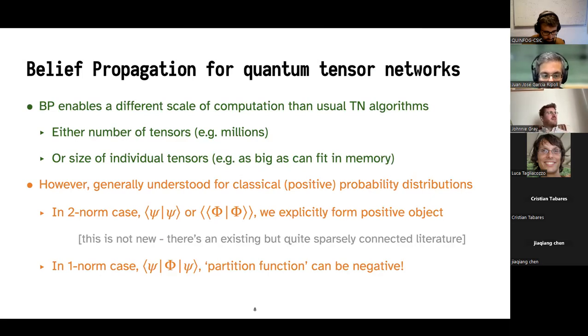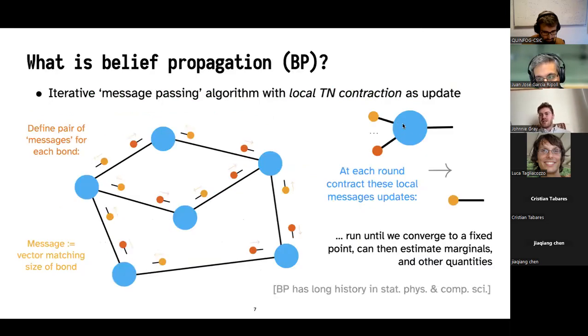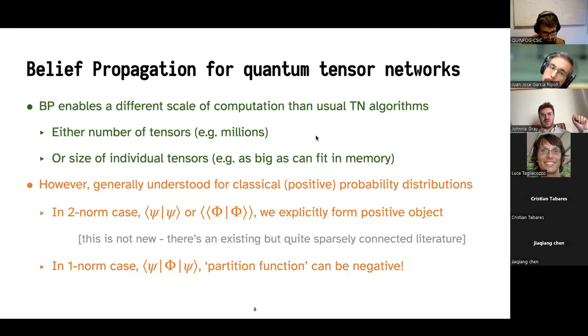But what BP does give you is, because of this very cheap individual procedure, in the classical case, you can run it on a tensor network with millions of tensors. So it really gives you access to a completely different scale of tensor network in some cases. And particularly for random long range connections and things, this is a regime that almost all other tensor network methods would fail in. And of course, also because these contractions are very simple, you can have very big bond dimensions.